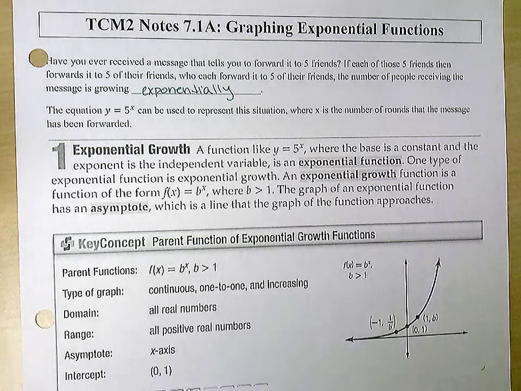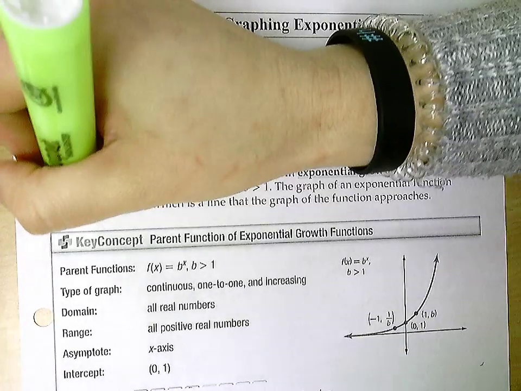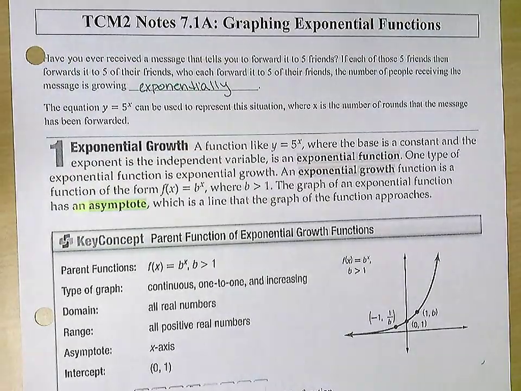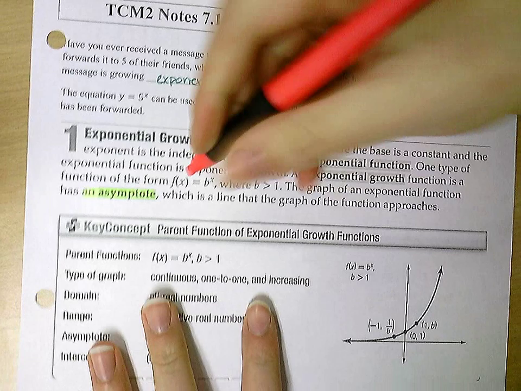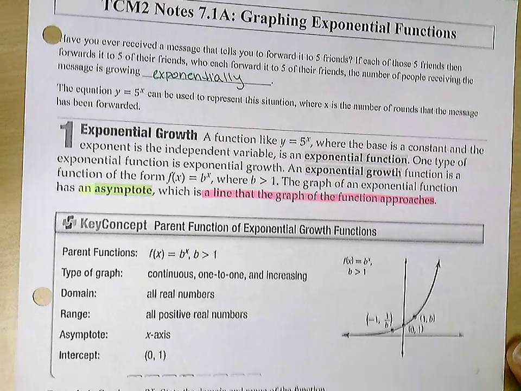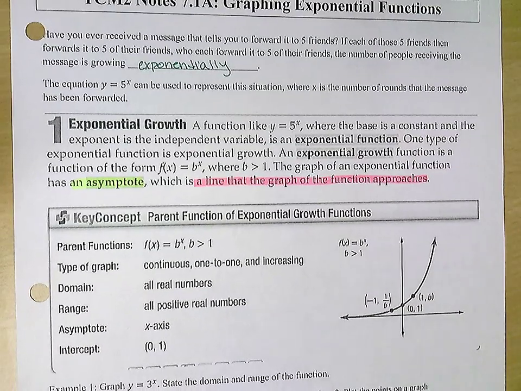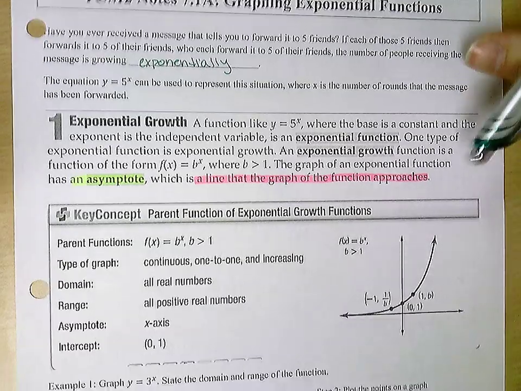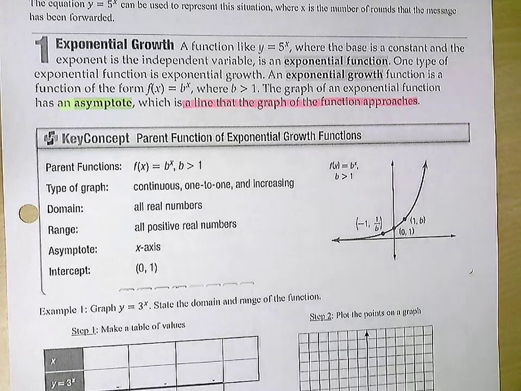So the graph of an exponential function has an asymptote. I know we've talked about asymptotes before. That's a line that the graph of the function approaches. Your graph will never cross that line. It'll get closer and closer to it, but it will never actually cross that line. So our exponential growth functions do have that asymptote.